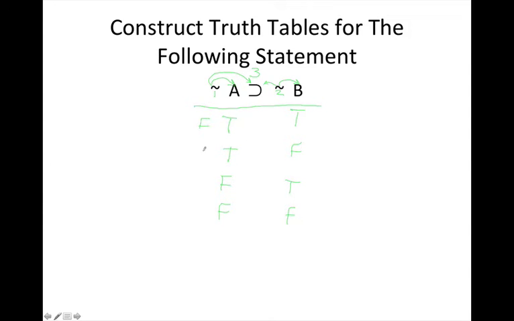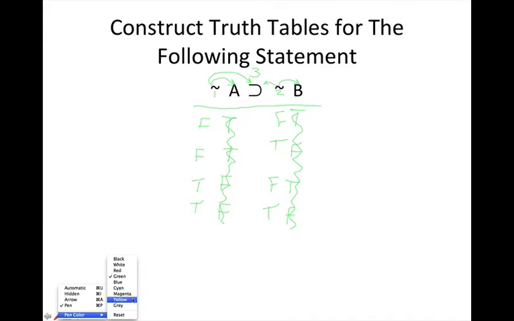So false, false, true, true. I'm done with A. False, true, false, true. I'm done with B. And then let's change up the pen color. Remember, a horseshoe is false in one case only. That's when the antecedent is true and the consequent is false. So here again, we have a contingently true sentence.